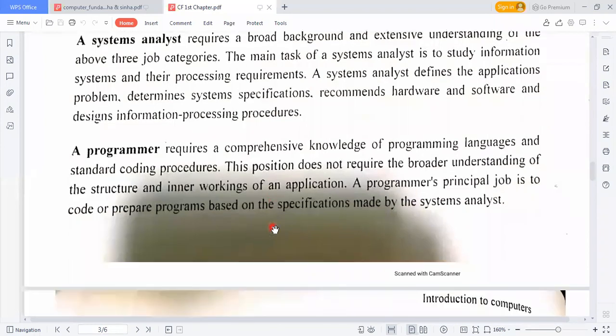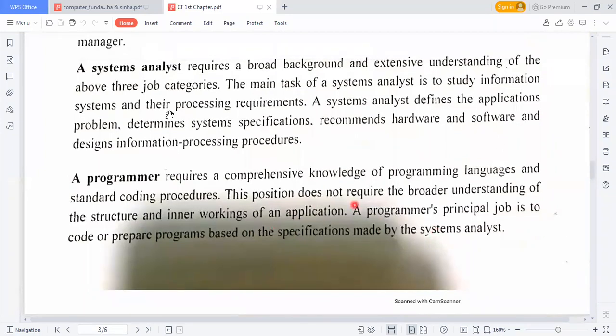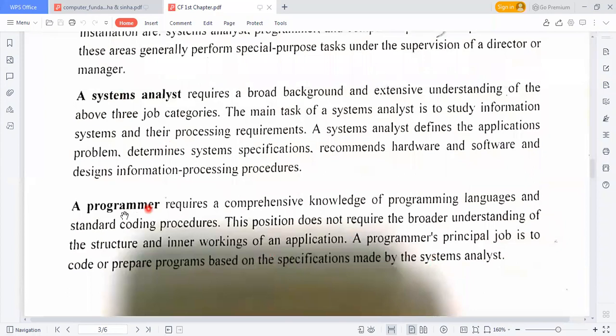Now, what is the programmer? A programmer requires a comprehensive knowledge of programming language. That means the language of the computer for the control system and standard coding procedure. These two kinds of knowledge a programmer must have. This position does not require a broader understanding of the structure and inner working of an application. A programmer's principal job is to code or prepare programs based on the specification made by the system analyst. That means the system analyst supervises how a programmer works on the program.